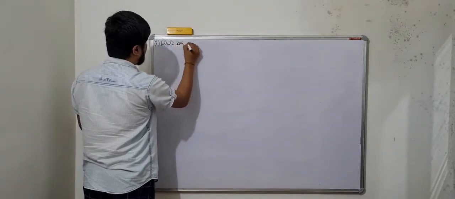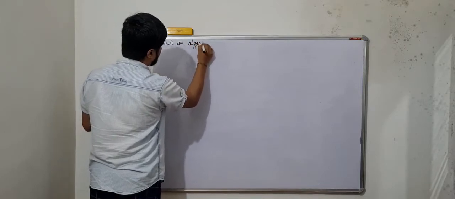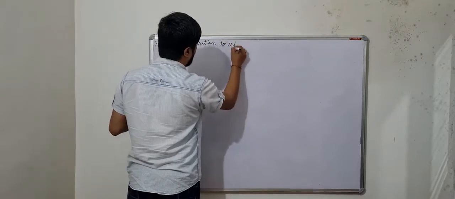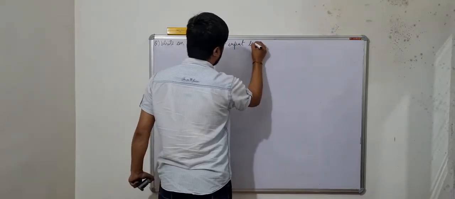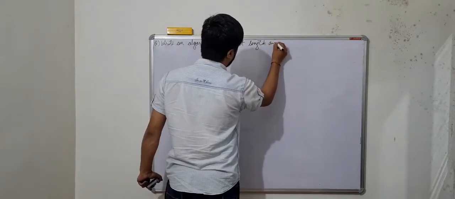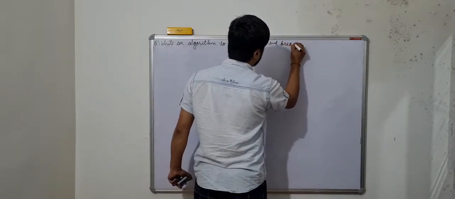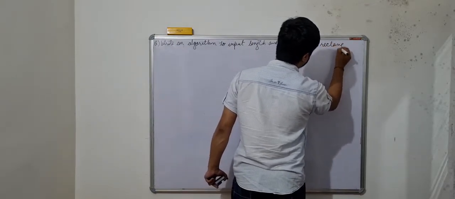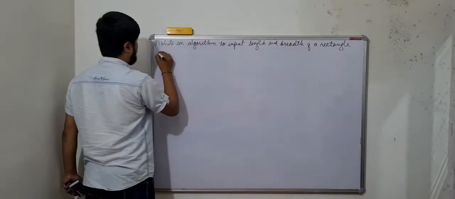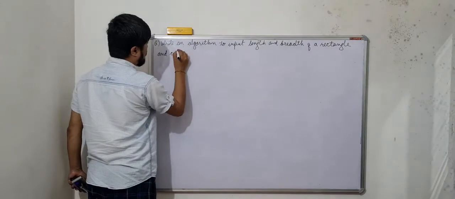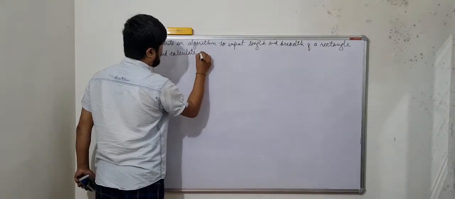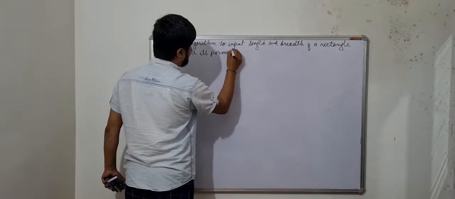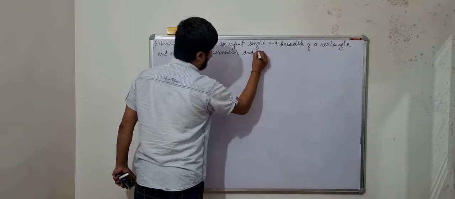Write an algorithm to input length and breadth of a rectangle and calculate its perimeter and area.